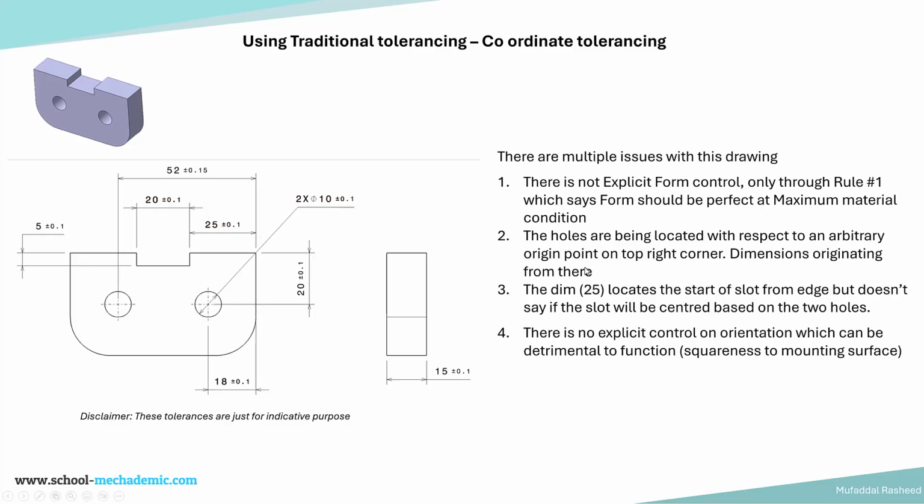Another point is that the dimension 25 is locating the start of the slot from the edge, but it does not say anything about the center plane of the slot. Whether the center plane of the slot has to be centered based on the mounting holes or not, there is no information regarding that. So there is no control regarding the centering of the slot with respect to the mounting holes, because the part is being located based on the two holes. Then the slot, that is this key, has to be centered based on the mounting holes. Then it will align properly. There is no information regarding that.